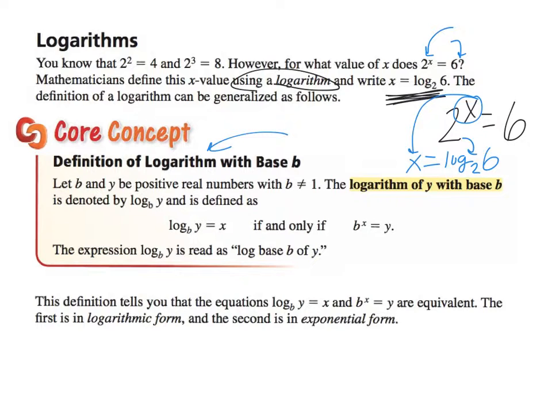But first, the definition of a logarithm with base b. If b and y are positive real numbers, and b cannot be 1, the logarithm of y with base b is denoted by log base b of y, and it looks like this, equals x. If x represents the power, b is the base, and y is what it's equal to. You would read this as log base b of y. This definition tells you that the equations, such as these, are the same. The first is in logarithmic form. The second is in exponential form.